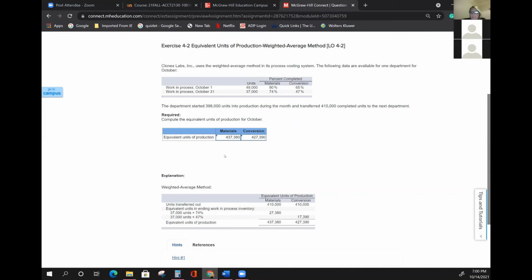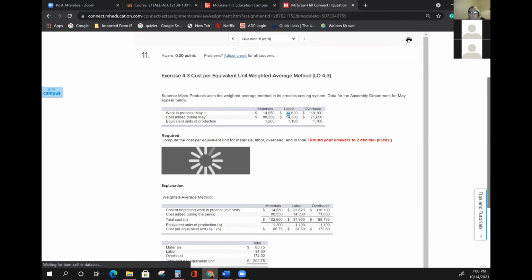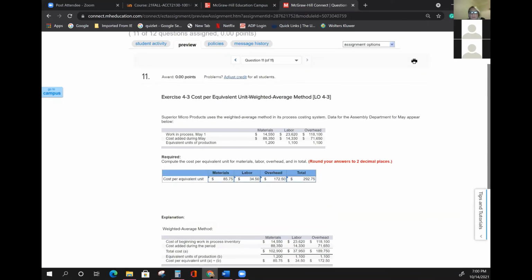So I'm adding my materials, which is 437,380. I'm just keying that in. And then the conversion, I'm just adding those two together as well. That gives me my conversion amount, 427,390. Okay, that's my equivalent units. I think we have one more with equivalent units.